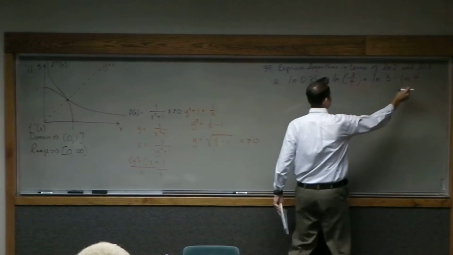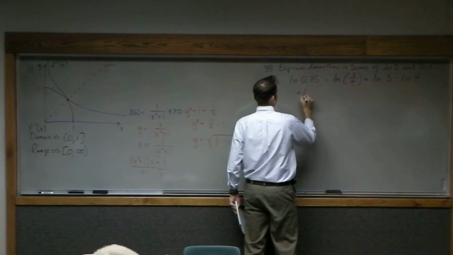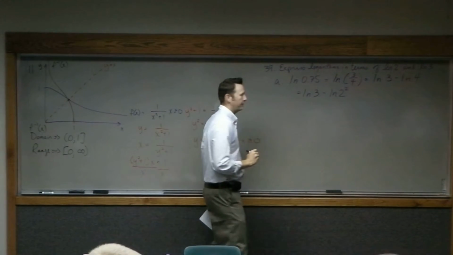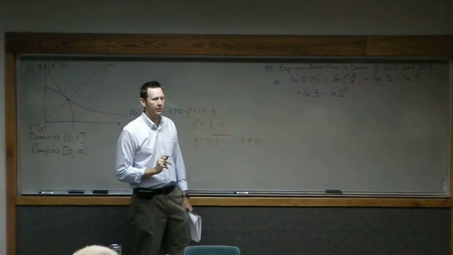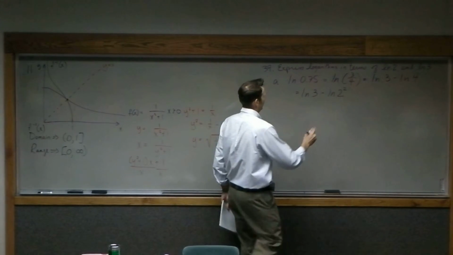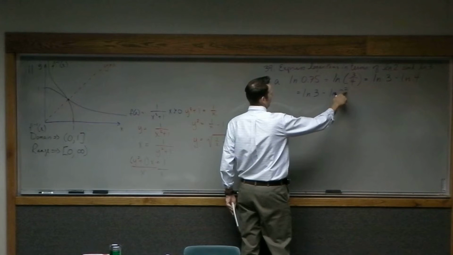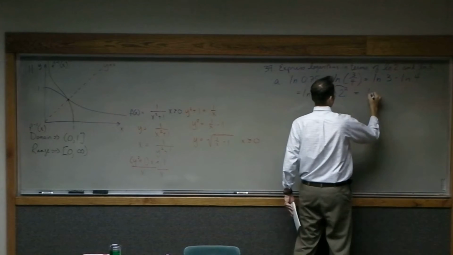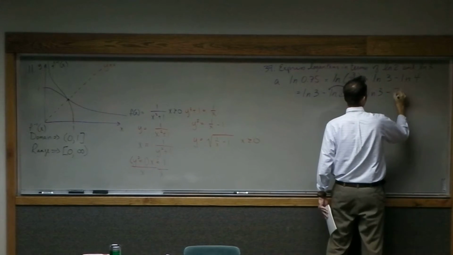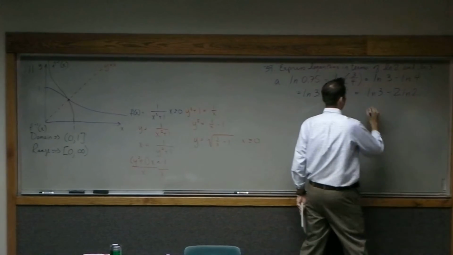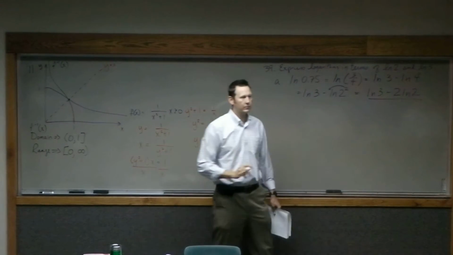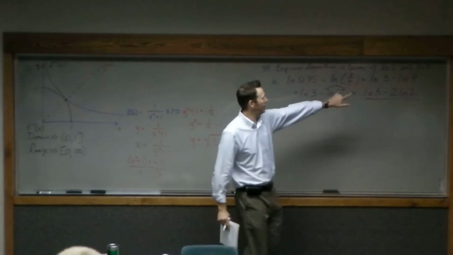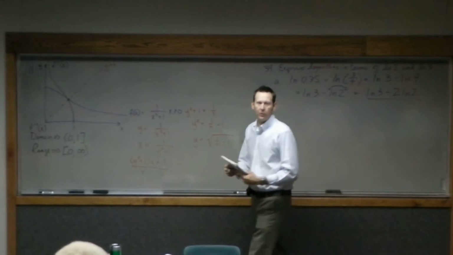Okay, 4 is the same as 2 squared. We can rewrite that as natural log of 2 to the second power. One more step and I think we're there. Another property says that if we have a square within our natural log, we can move it to the front. We get natural log of 3 minus 2 times natural log of 2. Yes, you need to take the original and figure out how you can write it in terms of natural log 2 and 3.